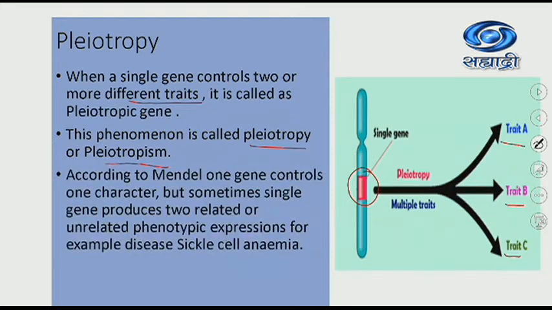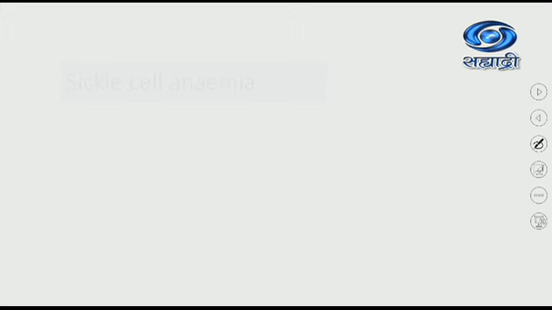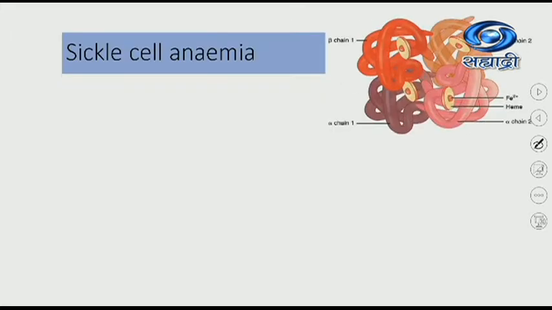According to Mendel, one gene controls one character, but sometimes, post-Mendelism, it was proved that a single gene produces 2 related or unrelated phenotypic expressions. For example, in sickle cell anemia. Let us see what happens in sickle cell anemia.